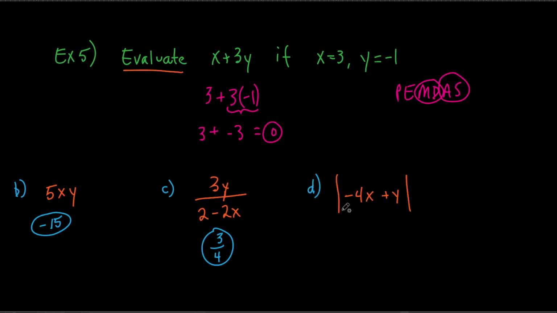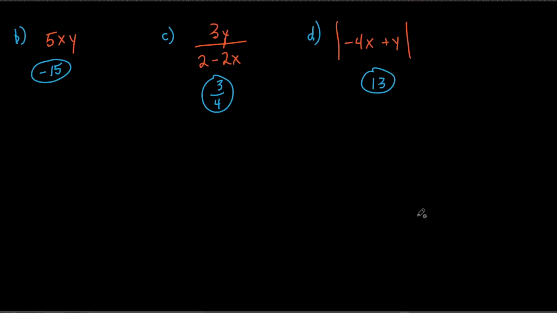What about D? Anybody finished D yet? All right, Matt, what'd you get? 13. Anybody agree with him? Yeah, I do too. So 13 is the answer for that. Any questions on how you got one of these? Maybe you didn't get it. Look back and see what you did wrong.